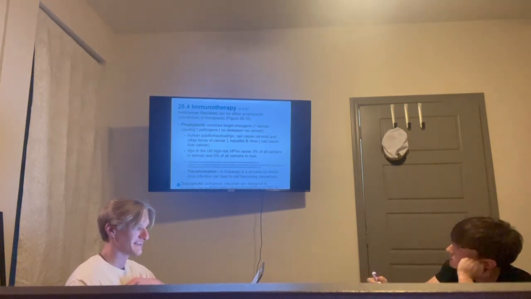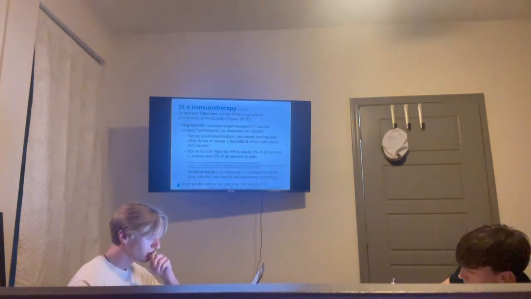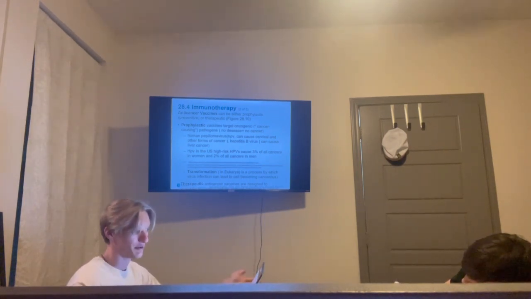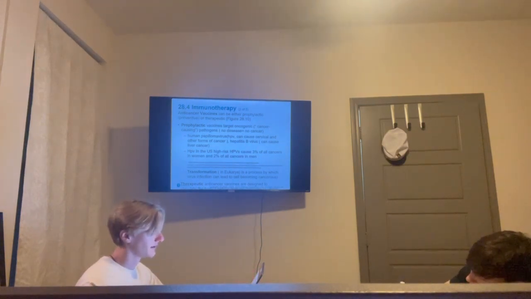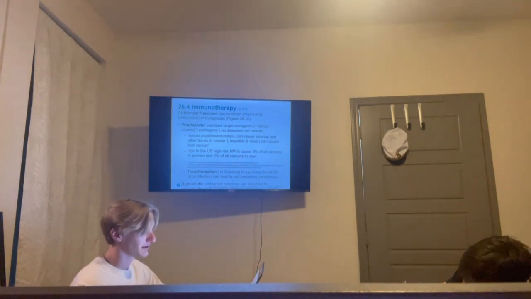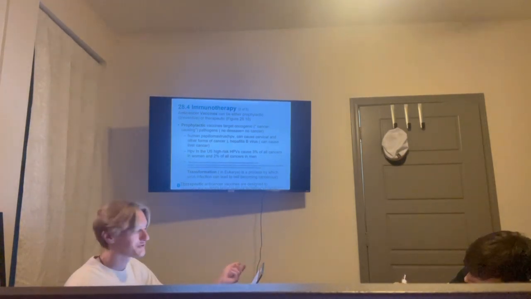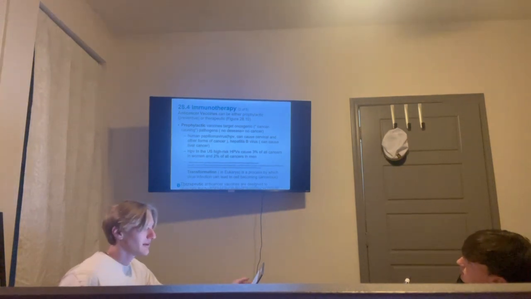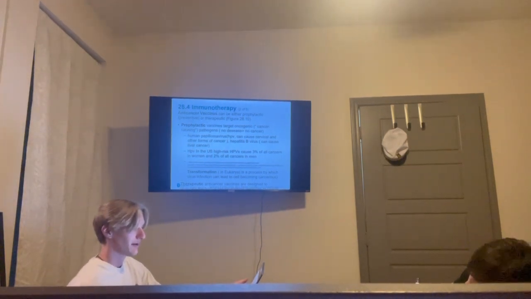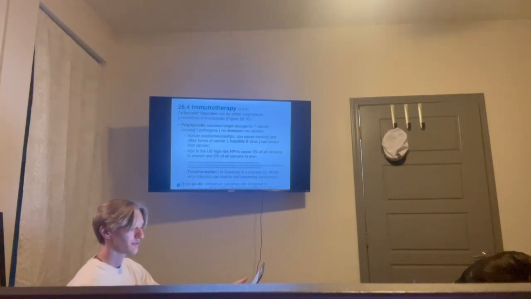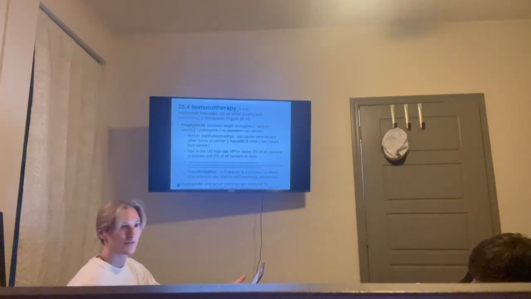Firstly, we have the anti-cancer vaccines, which can be either prophylactic, preventative, or therapeutic, treatative. Prophylactic vaccines target oncogenic, cancer-causing pathogens. So if there's no disease, then there's no cancer. Human papillomavirus, HPV, can cause cervical and other forms of cancer. Hepatitis B virus can cause liver cancer.